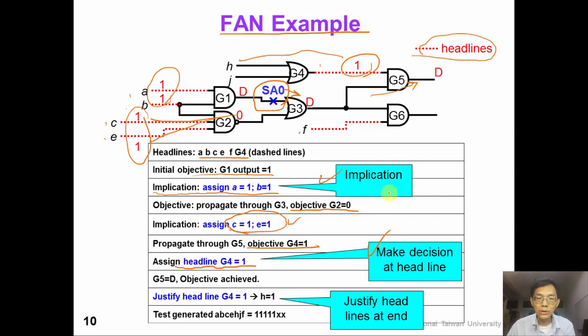And then we perform simulation, and we detect the fault. At the end of the ATPG, we can now justify the head line, so we choose H to be 1, and we successfully generate the test pattern. From this small example, we can see the features of FAN. It has implication, it makes decisions at the head line, and we can justify the head line at the end of ATPG.